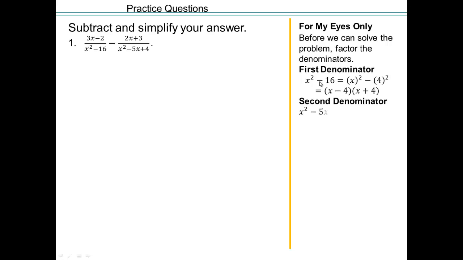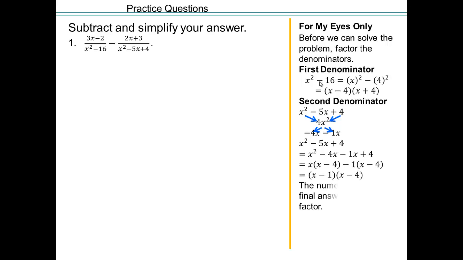The second one is a trinomial. X squared times 4 is 4x squared. We need two numbers multiplying to give you 4 and adding to give you -5. So -4 and -1. And then you know how to solve it.